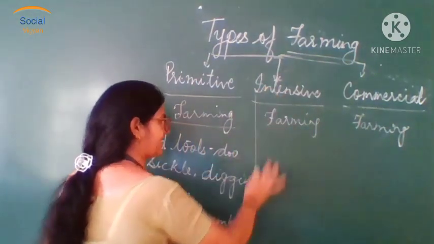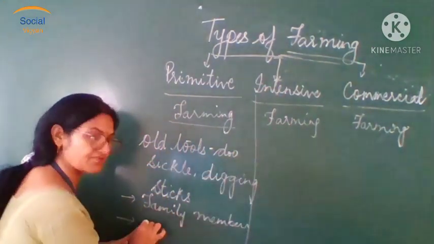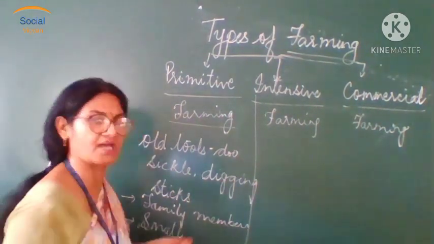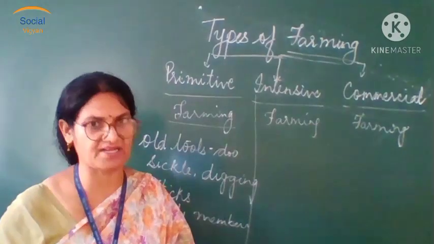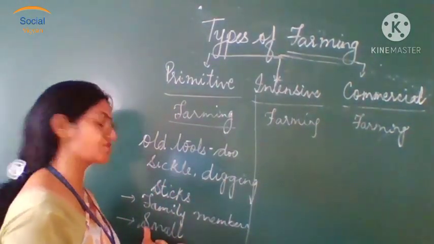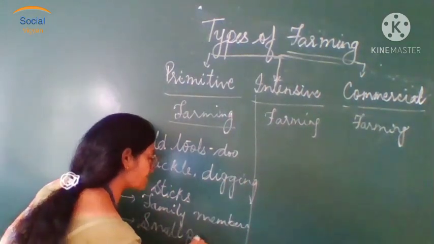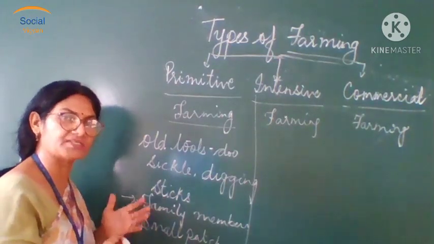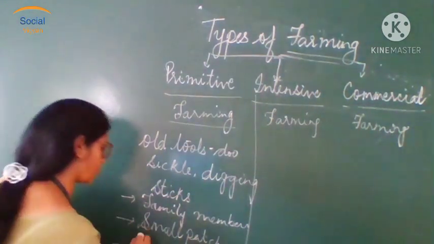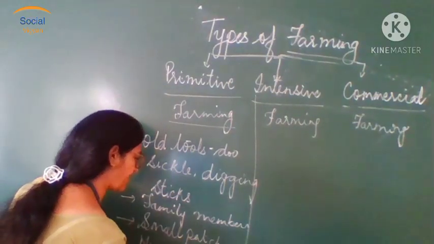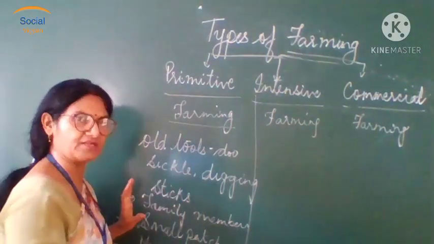Now, land holdings in this primitive are quite small. So small land holdings, as they have simply smaller patches of land. So they do farming in only those smaller patches of land. Next comes how they work, means irrigation, how it is done. So they are dependent on monsoon. They are dependent on rains only for their agriculture.